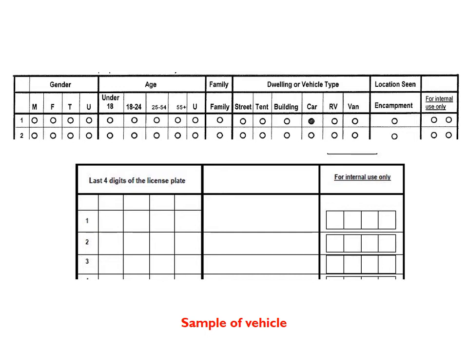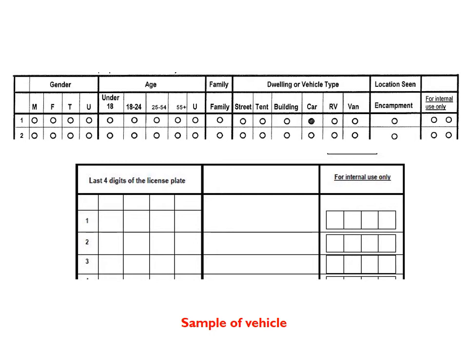Next would be a sample of a vehicle. I reviewed earlier some signs to look for vehicles that are inhabited by homeless individuals. Now I'm going to review what to do if you see one. Likely, if you see a vehicle, you won't necessarily know how many people are in there. So it's okay to just put one line and circle in a bubble for car.